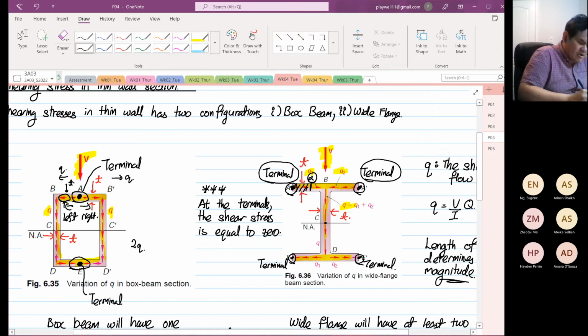A rule that we state in terms of designing the shear flow, the Q, is that the shear flow is controlled by the web. Okay, so the web controls the shear flow.